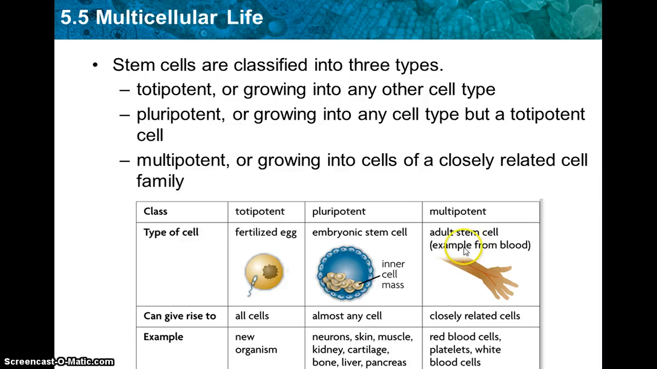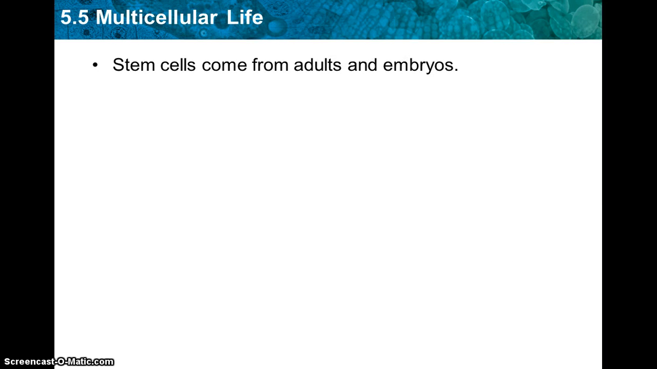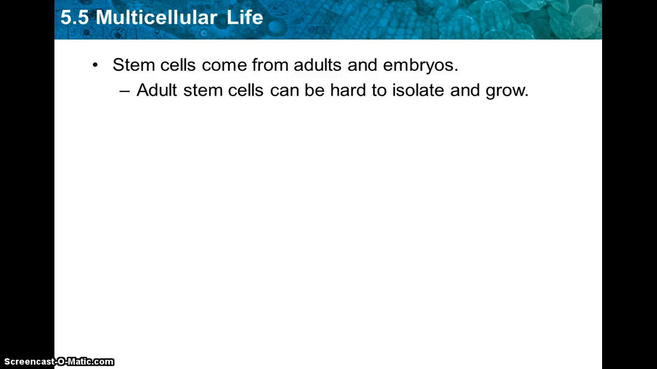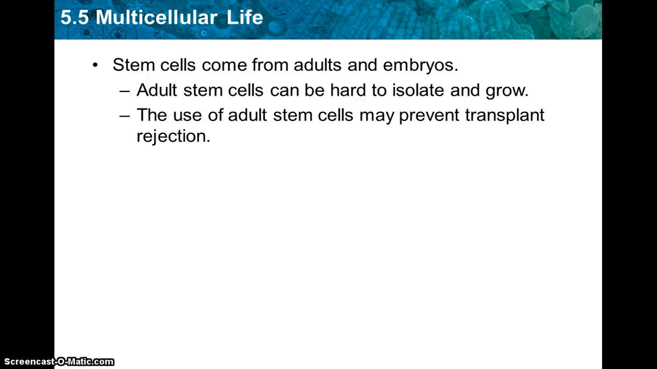The cell type would be an adult stem cell, and it's only going to be able to grow into closely related cells. So this picture is actually also on page 146, and it'd be a really great tool for you to use as well. Some more information about stem cells. Stem cells do come from adults as well as embryos. Adult stem cells can be hard to isolate and grow. The use of adult stem cells is to prevent transplant rejection.